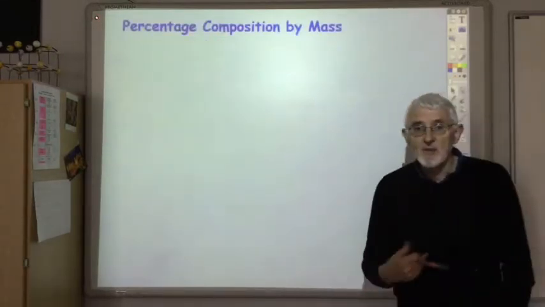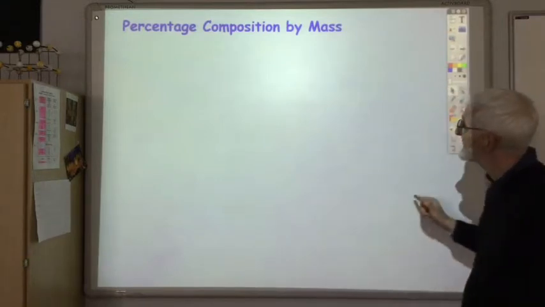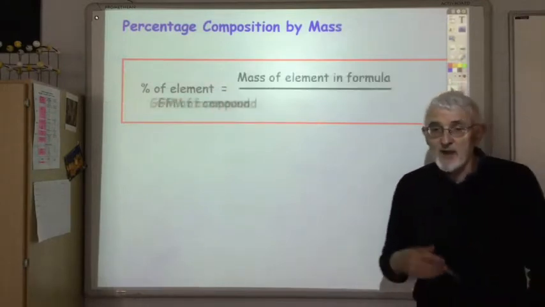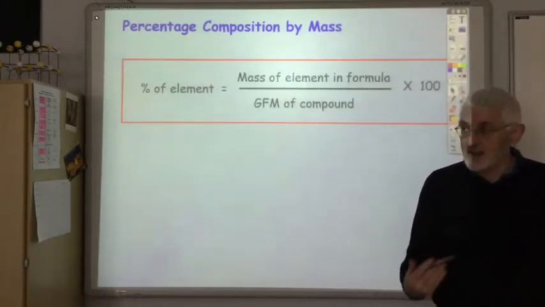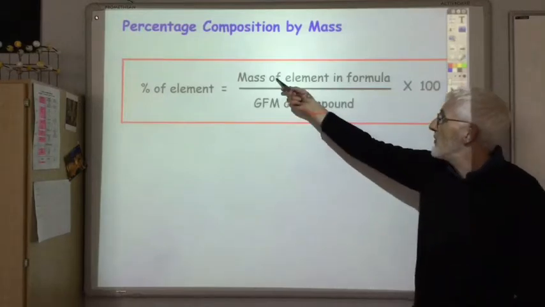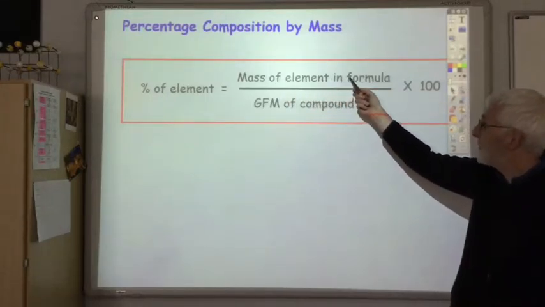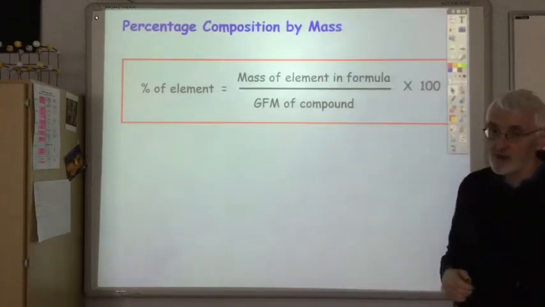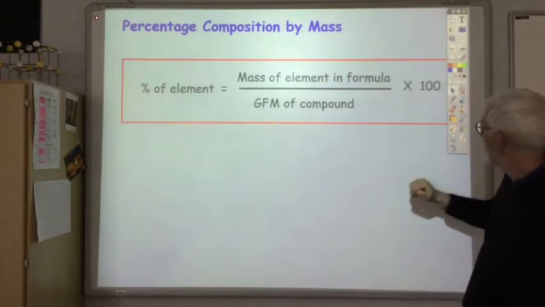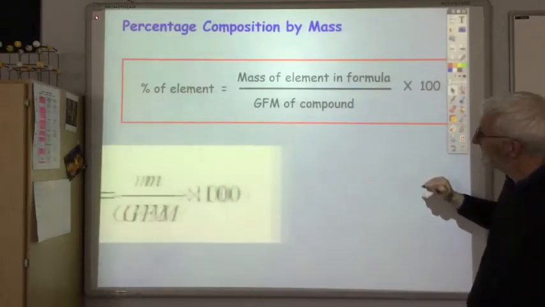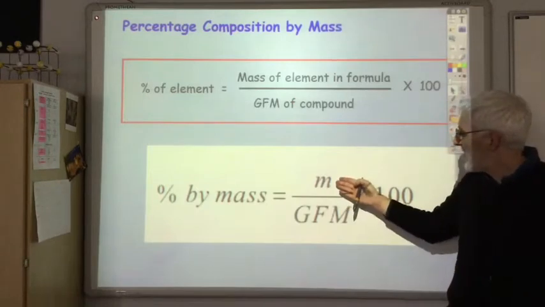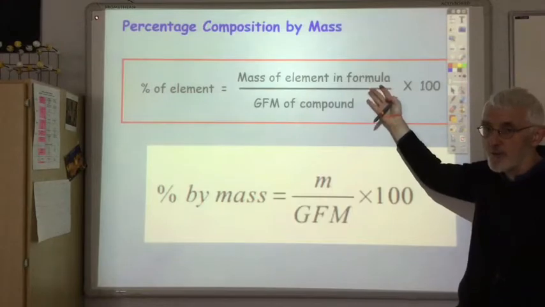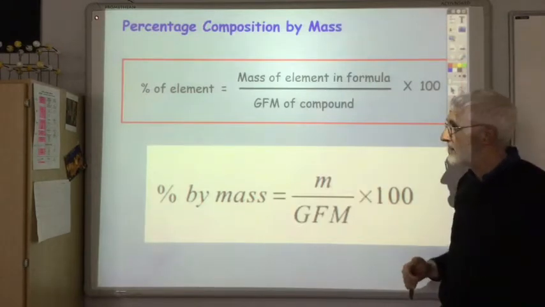Finally, in this section we looked at how to work out percentage composition by mass. So, if you're given a compound and asked what percentage of it is nitrogen, you work out the mass of nitrogen in the formula, divide it by the gram formula mass of the compound and multiply by 100. In your data booklet, this equation is slightly simplified. It's just mass over GFM times 100. I think this is a more useful form of it, but this is what you've got in your data booklet.